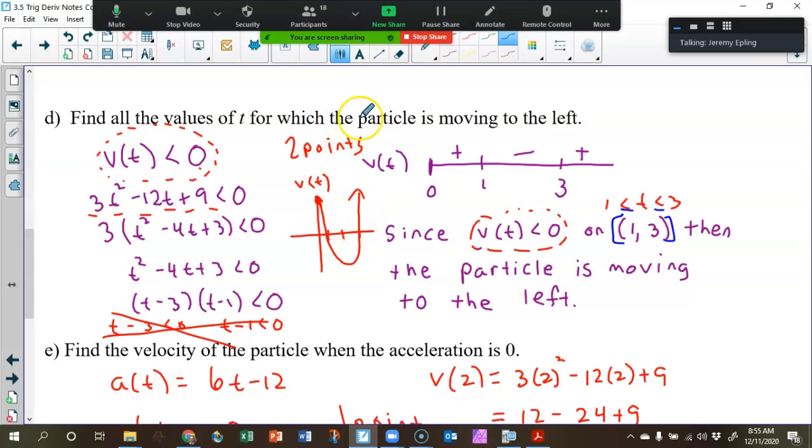Our particle's not moving to the left. Our particle is at rest when t is equal to 1, when t is equal to 3. And so I have to use parentheses. I have to use strictly greater than inequalities there. Greater than, less than. Are there other questions in part D?